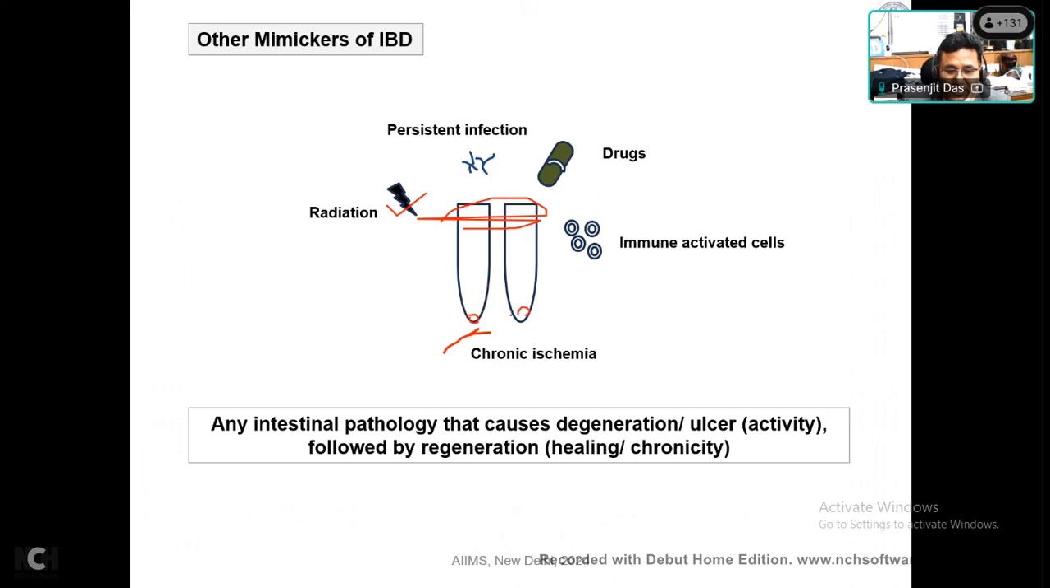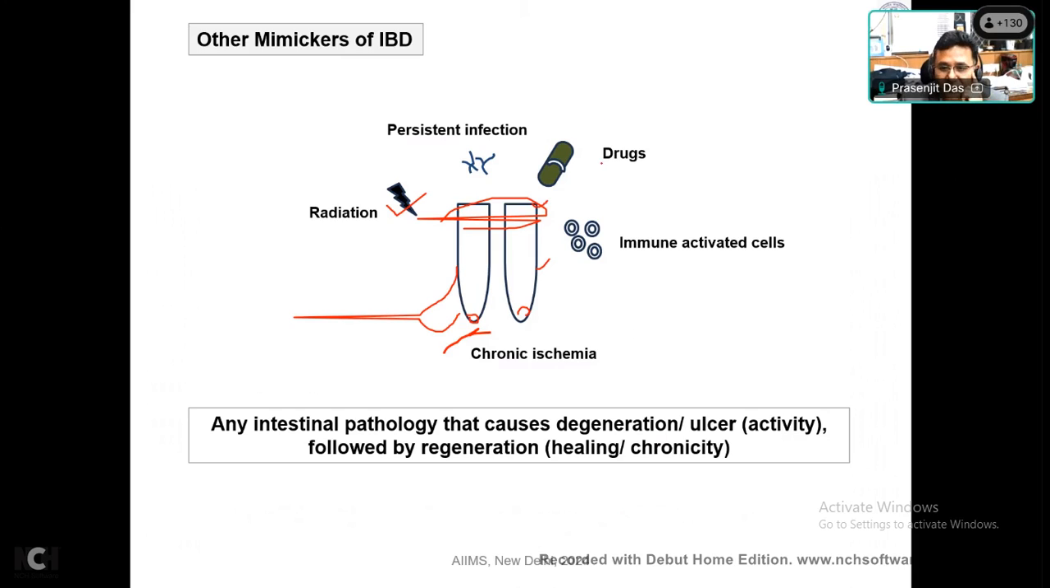What else will be there? There will be branching of the crypts. The crypts will be elongated. So that is only what? That is the architectural distortion. So if you have multiple bouts of acute insult followed by a chance to regenerate the mucosa, what will you end up with? Morphologically you will have features of activity as well as chronicity. So chronic active colitis along with IBD and tuberculosis, you have to have all these differential diagnoses.